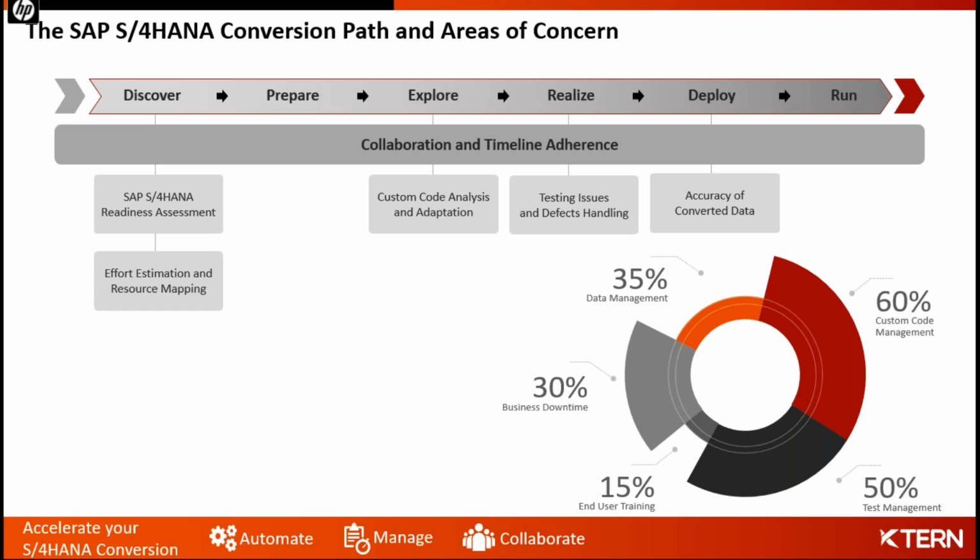So based on the survey, what we have also understood is the custom code management is key in doing a successful conversion. Also test management, because when you move from ECC to S4, the underlying data structure changes. So when the underlying data structure changes, you can imagine the level of complexity and the extent of testing that will have to be done.